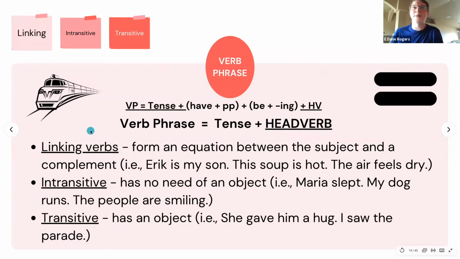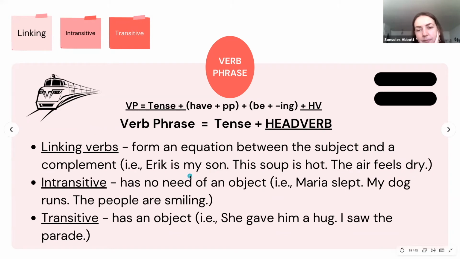Linking verbs form an equation between subject and complement. For example, Eric is my son is a linking verb. This soup is hot. The air feels dry. These sense words that tell me how I know this fact, those are also linking verbs. Feels, smells, sounds.